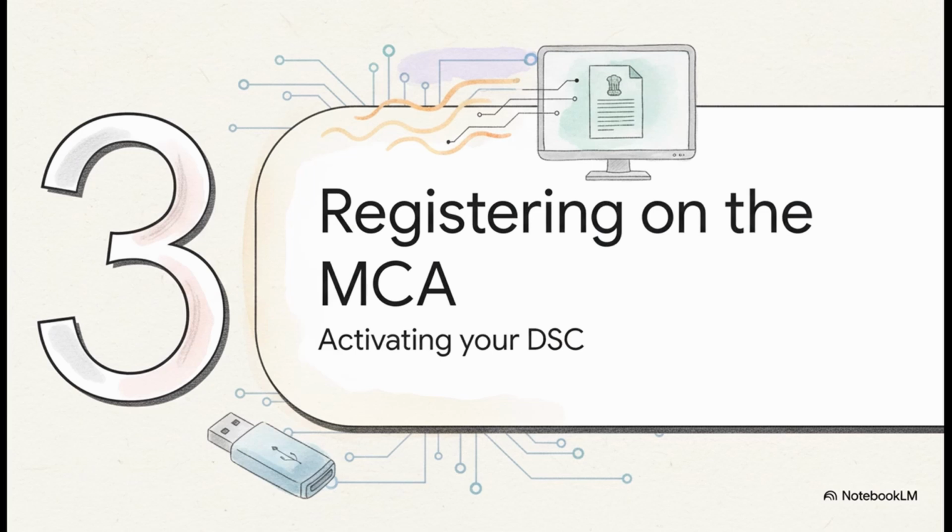Okay, so now you've got your shiny new USB token with your Class 3 DSC on it. Great. But hold on, you're not quite done yet. The next step is absolutely critical. You have to link, or as they call it, associate, this DSC with your official profile on the MCA portal. This is the step that actually activates it for all your government filings.